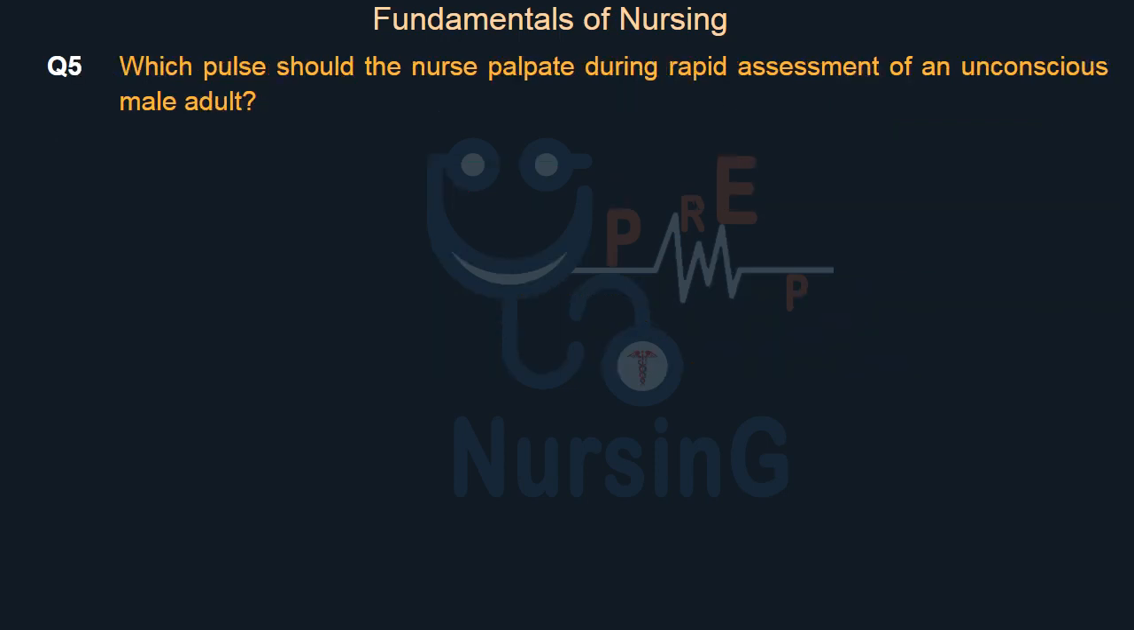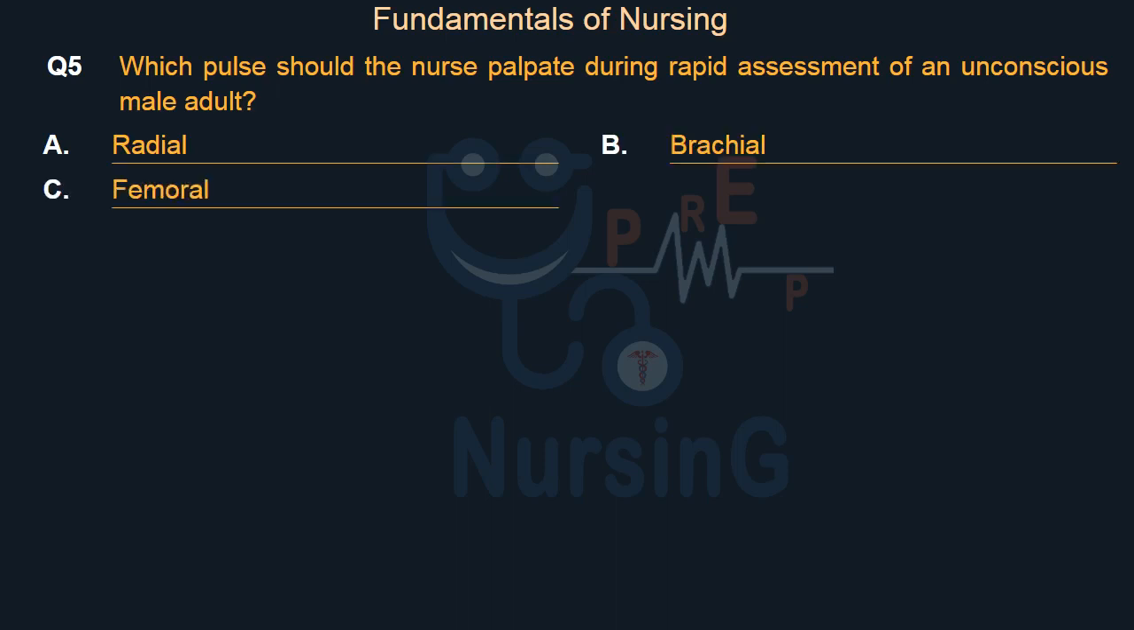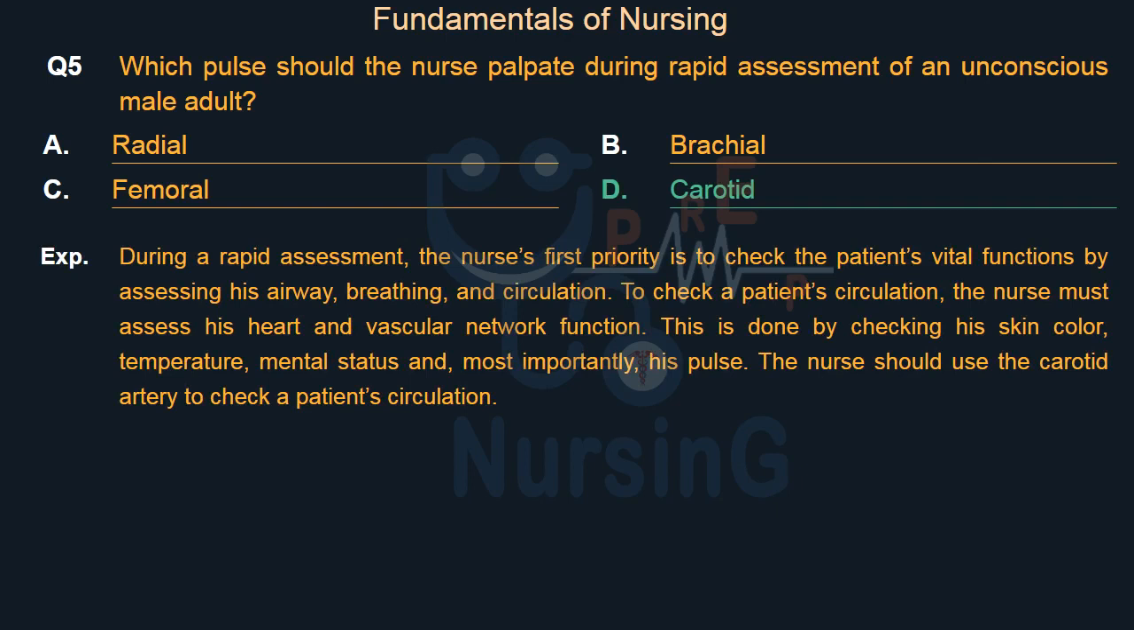Which pulse should the nurse palpate during rapid assessment of an unconscious male adult? Option A. Radial. Option B. Brachial. Option C. Femoral. Option D. Carotid. Right answer is Option D. Carotid. During a rapid assessment, the nurse's first priority is to check the patient's vital functions by assessing his airway, breathing, and circulation.